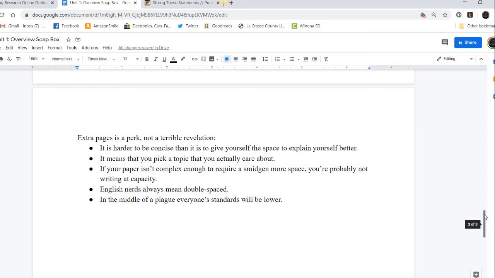Having a longer paper means that you pick a topic that you actually care about, that you actually are allowed to get in there and obsess about something that is important to you or that is important to your field of study, and actually get in there and deal with the nitty-gritty. You do not have to cut it off at what fits on a cheat sheet or study card for an exam. The other thing is that if your paper isn't complex enough to require a little bit more space, you're probably not writing at capacity. You're probably not thinking at critical capacity.